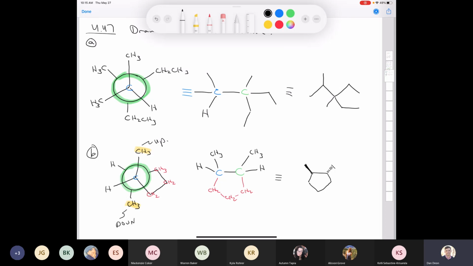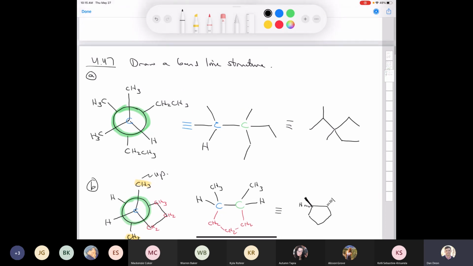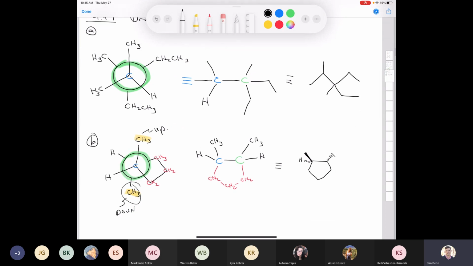All right, if you look at this carbon, the methyl group is pointing up, the hydrogen is pointing down, so we could even fill in the hydrogen, right? And you don't have to, it's a bond line structure. If you look at the carbon in green, the methyl group is pointing down and its hydrogen is pointing up. So you could write the hydrogen like that if you want. Anyhow, we'll leave those out because they don't have to be there.